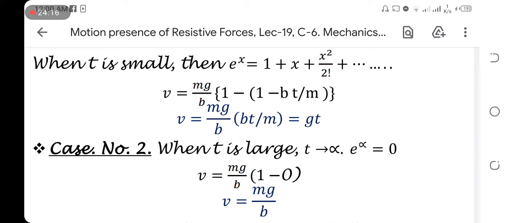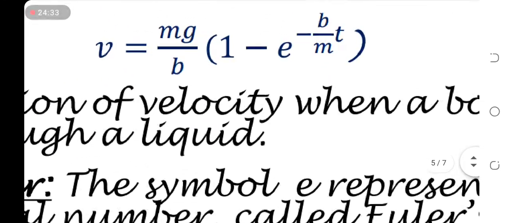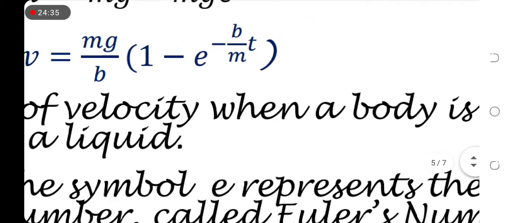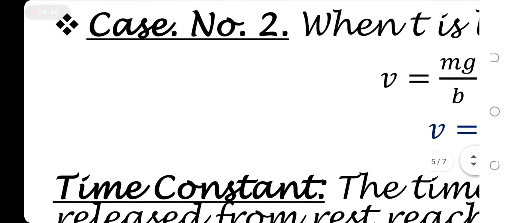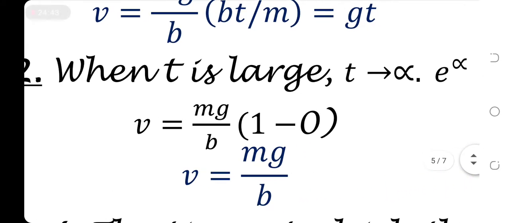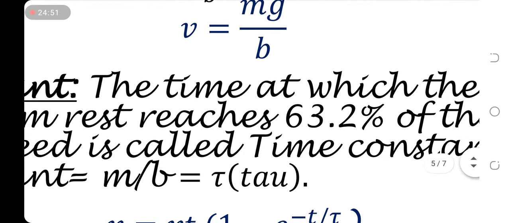Case 2, when t is very large, that is approaches infinity, the exponential term would be equal to 0. Again, putting this condition in this equation, we find a possible solution. So for large time, v equals mg over b into 1 minus 0, that is mg over b.